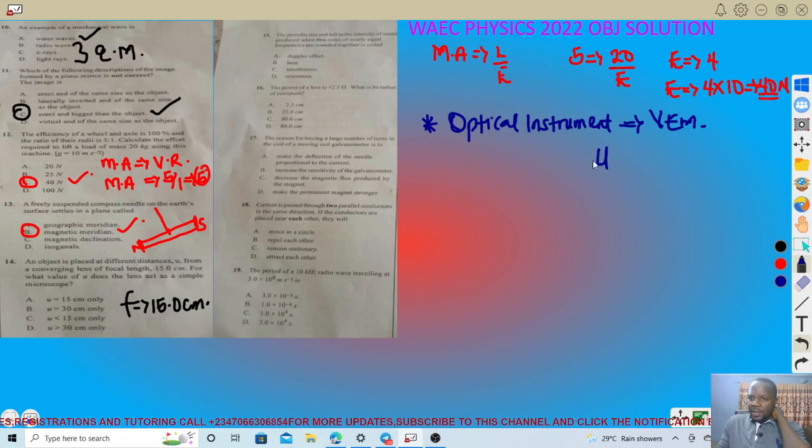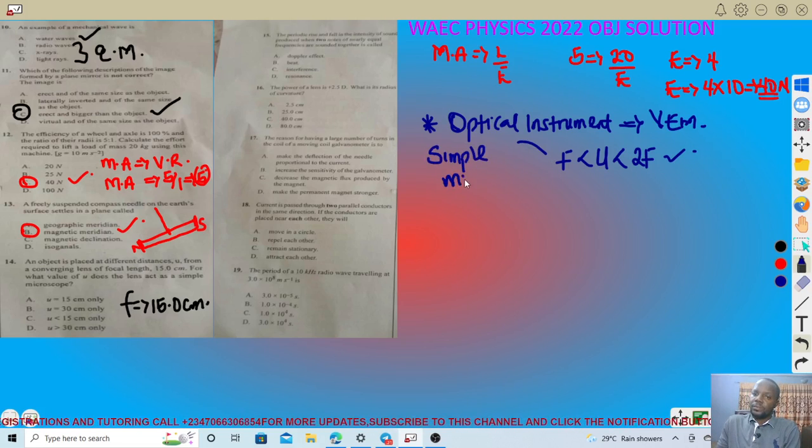The object is always placed at a distance that is greater than the focal length and less than twice the focal length. This is the position we use when we are working with a simple microscope or a hand lens microscope. So guys, we don't need to waste our time. The question is just testing our understanding of how a simple microscope is formed. Most people will say the object is placed between F and 2F.